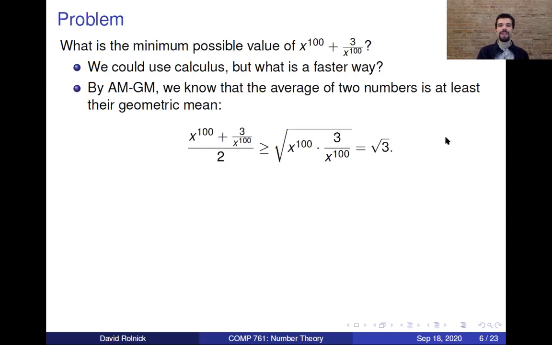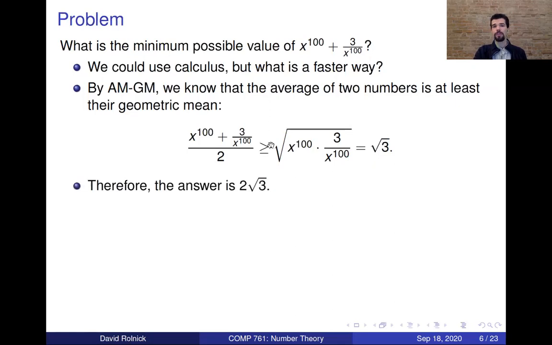As some people are suggesting, we can use AMGM. So we know that the average of any two numbers is at least the geometric mean of those two numbers. So if we divided this by 2, we know it would be greater than or equal to the square root of the product. But the square root of the product is actually really simple. It's just square root of 3. Which means that if we multiply by 2, we get that this thing which we wanted is greater than or equal to 2 times the square root of 3. And that's it. We're done.